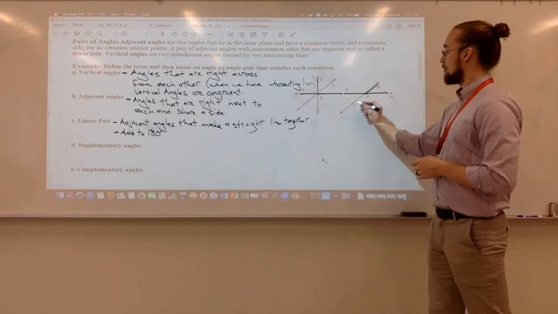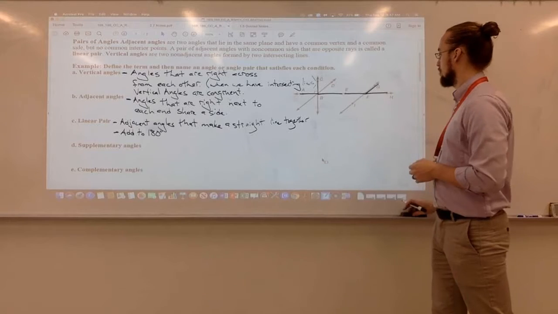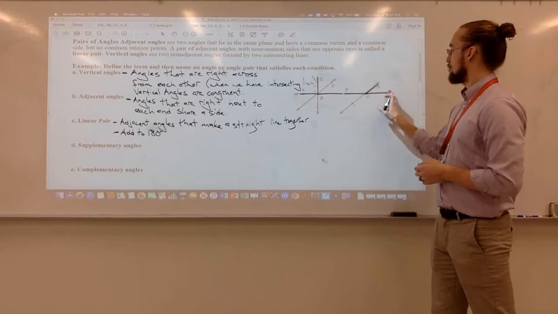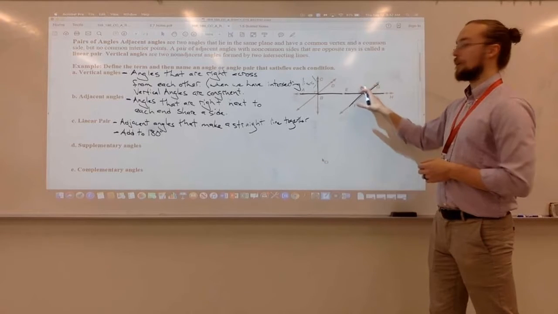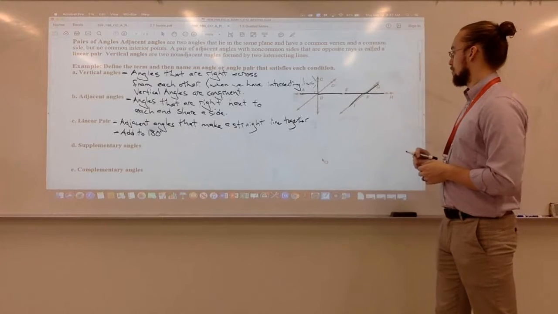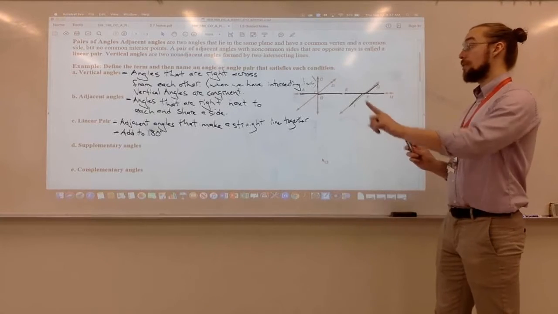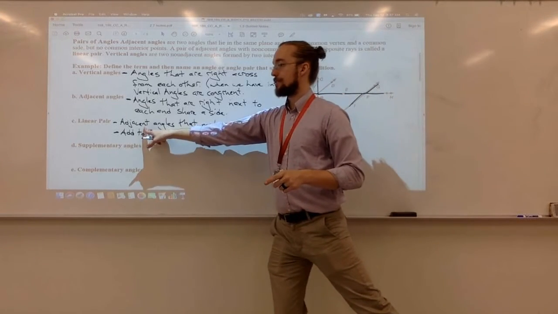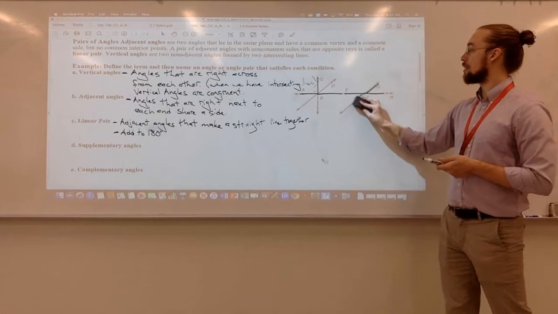EFG and IFH. Oh, wait. Did you say IFH or IFE? EFG and IFH. That would be a pair of vertical angles. Yes, but these two angles would not be adjacent. All right, so good thought.